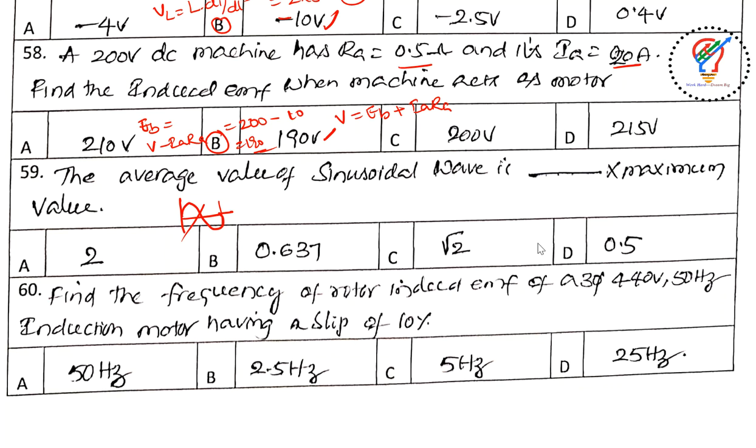Among the options, if the answer 0 is there, then you can prefer it. But in the question itself, the examiner has given 0.637 and so on. That means the answer is for only the half cycle, not the full cycle. So the correct answer will be B here, 0.637. Next one.